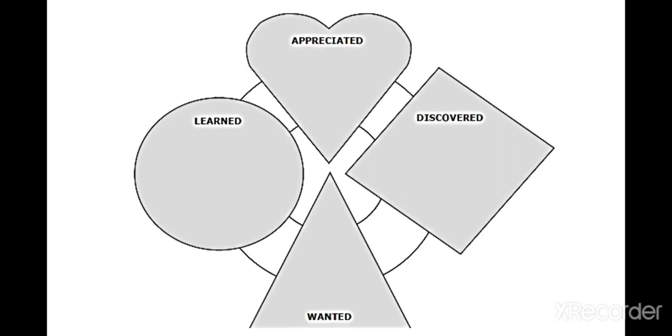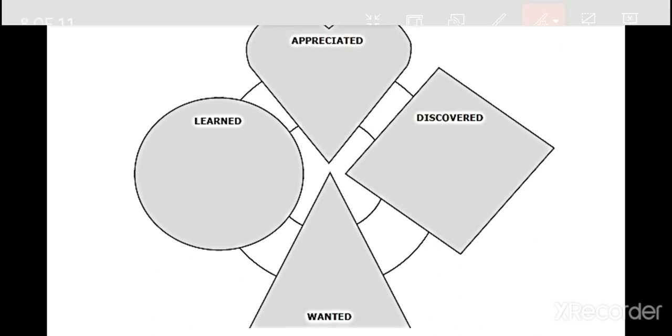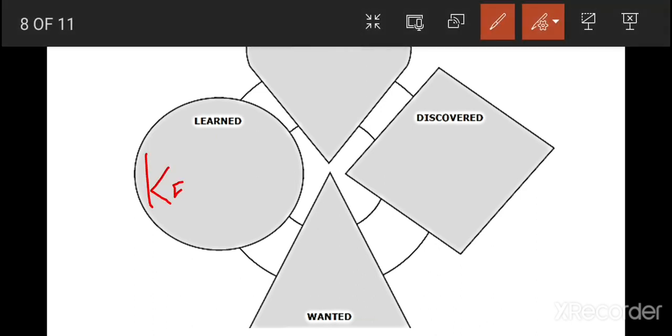So here is what I call the reflection diagram. So I want you to indicate the things you have learned in this lesson. Alright? So it talks about your knowledge, the things you learned. Okay? Knowledge. The things you have realized and appreciated. So that's your attitude. Okay? Attitude.